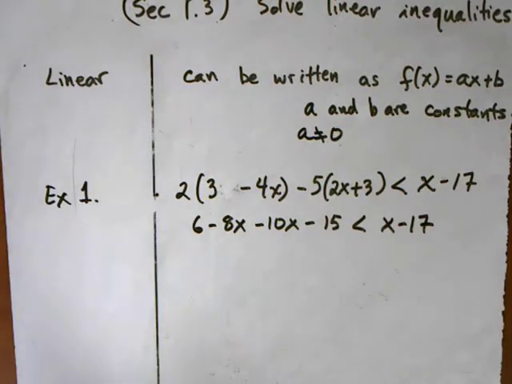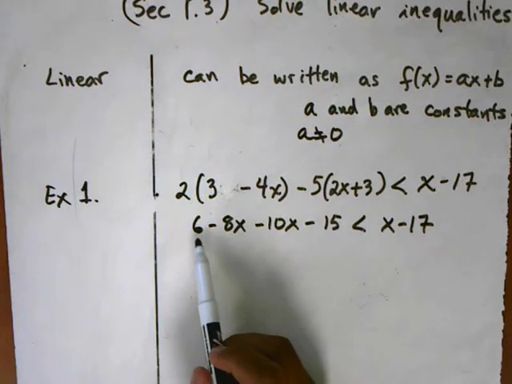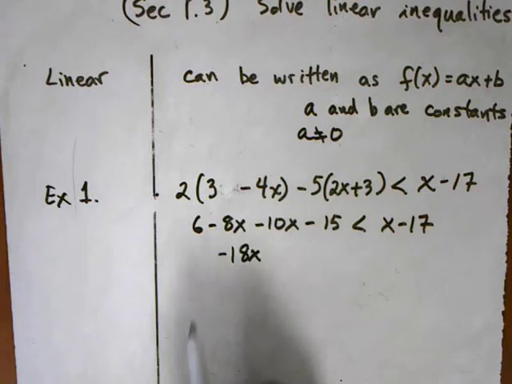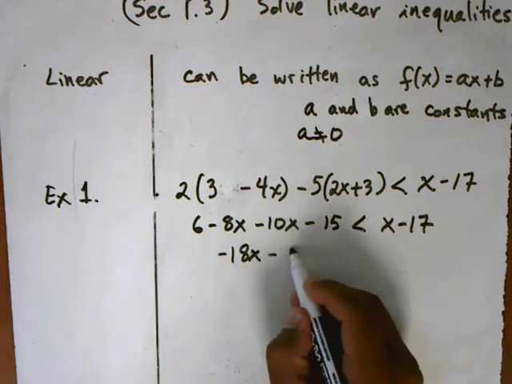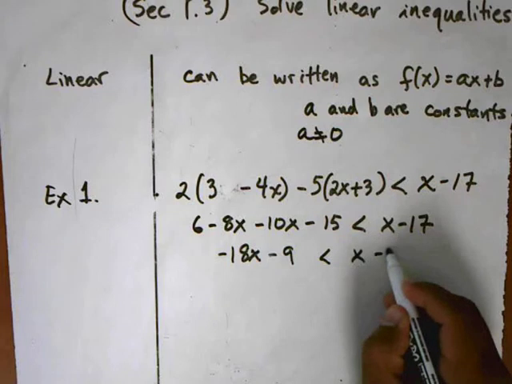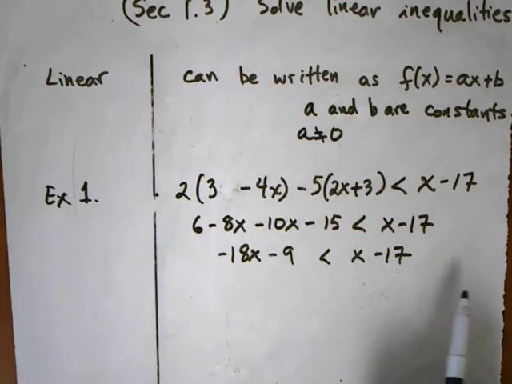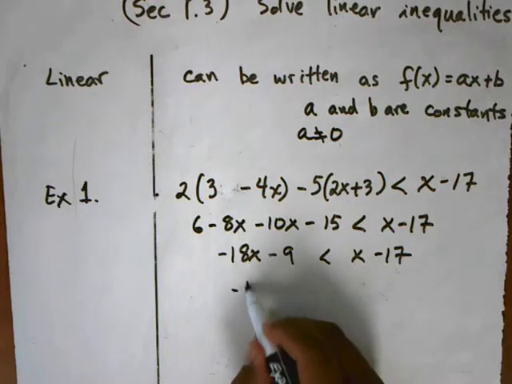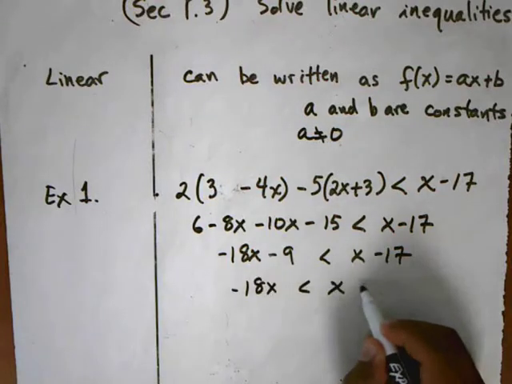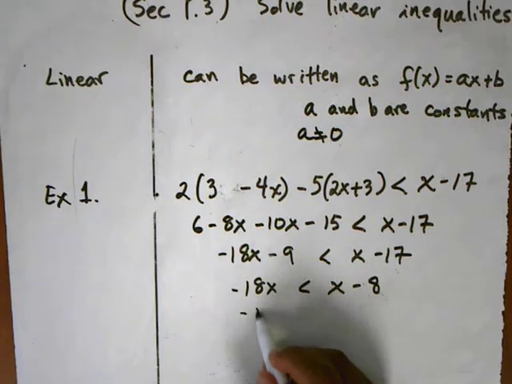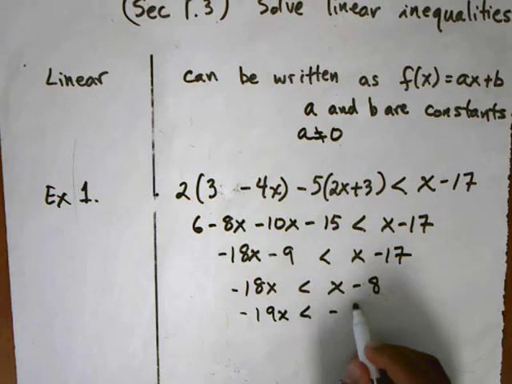On the left side here, we just combine all of our like terms. So we have negative 8x and negative 10x, so that gives us negative 18x. And then 6 and negative 15 gives us negative 9. Then we want to add 9 to both sides. So negative 17 plus 9 is negative 8. And then subtract x from both sides. So you get negative 19x is less than negative 8.